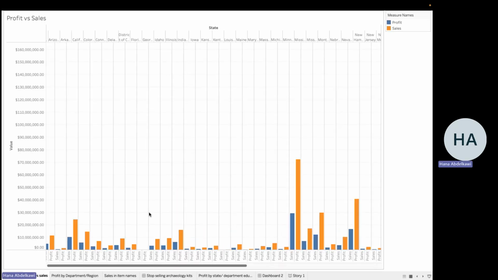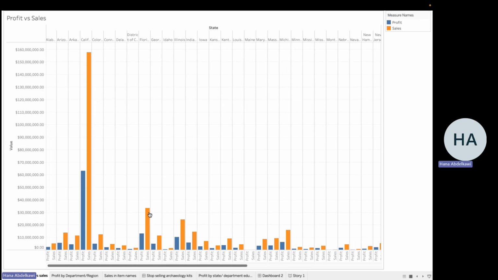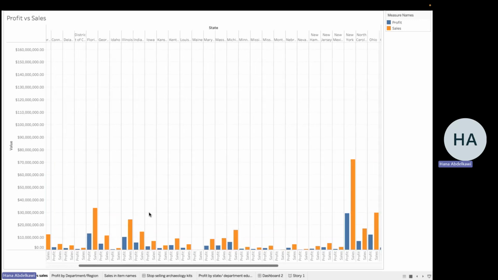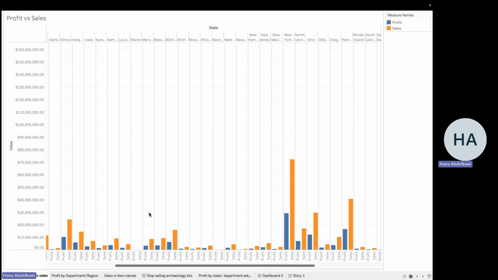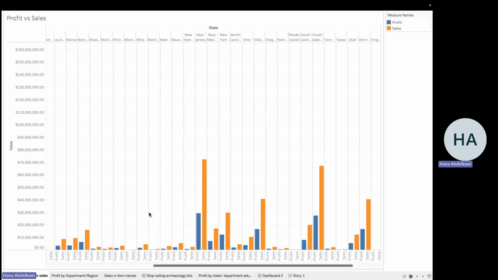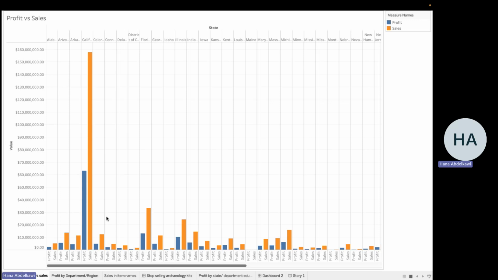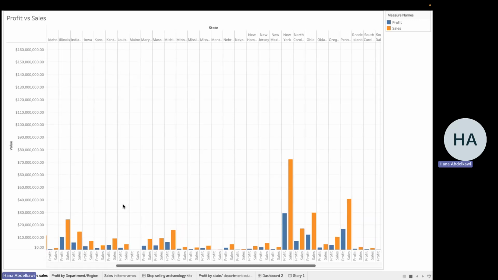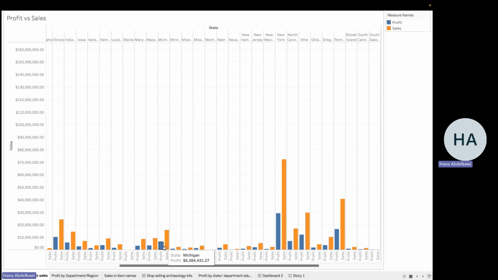For this diagram, I decided to use a bar diagram because I found that it was the most efficient way to compare and contrast the profit and sales in different states. As we saw from the map, California had the most sales, but in this diagram, we can see the sales and how much profit you can actually earn from these states.